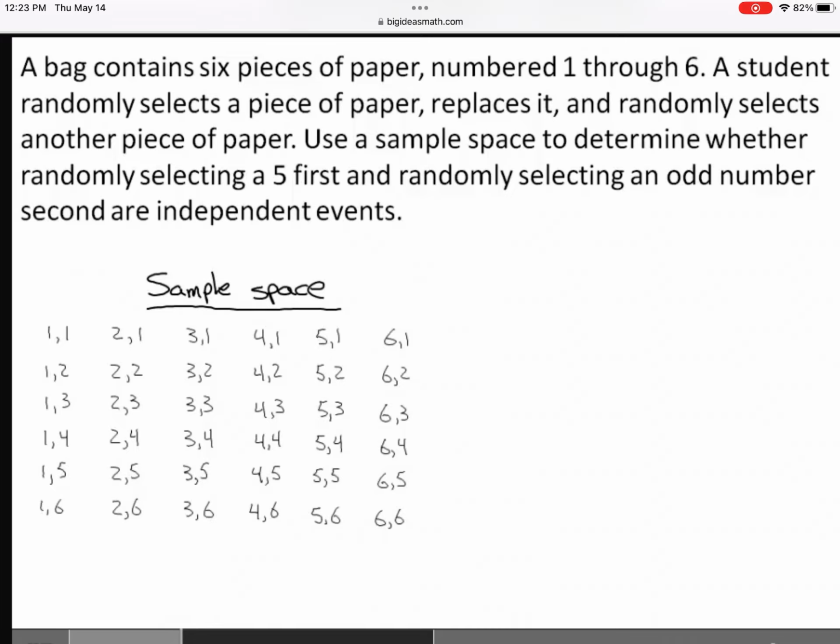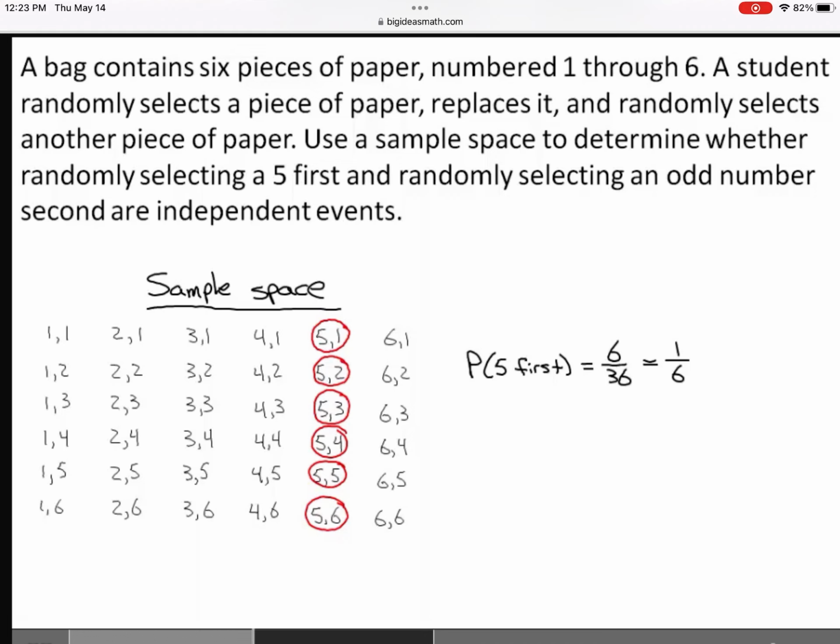Then find the probability of selecting a 5 first. Notice that you select a 5 first in 6 of the 36 possible outcomes. So the probability of selecting a 5 first equals 6 divided by 36, or 1/6.